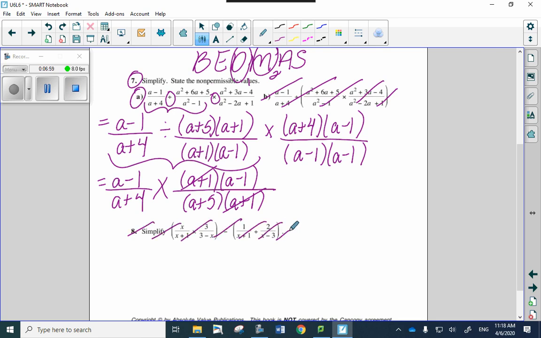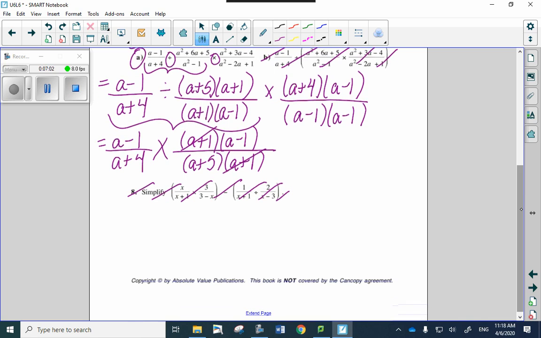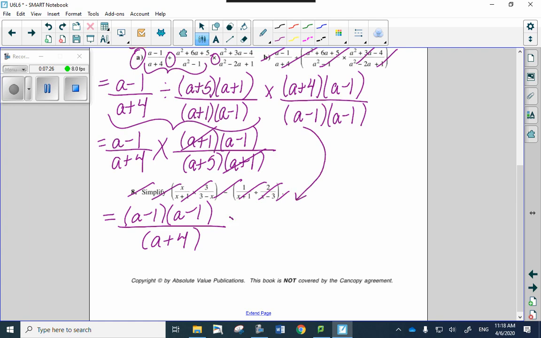Again, I'm crossing out this number 8 so that I can keep writing downwards. So multiply top times top, bottom times bottom. On the top, I'm left with a minus 1 times a minus 1, all divided by a plus 4. And now I'm going to bring this third fraction back in, so I'm going to pull this back down. So this is then multiplied by a plus 4 on the top times a minus 1, all divided by a minus 1 times a minus 1.